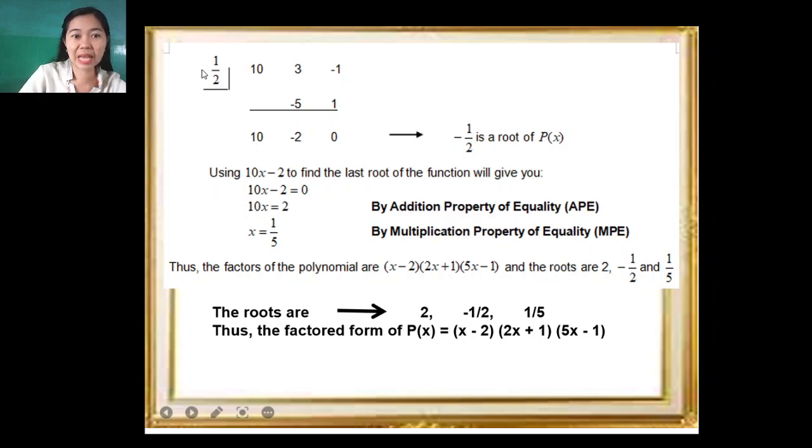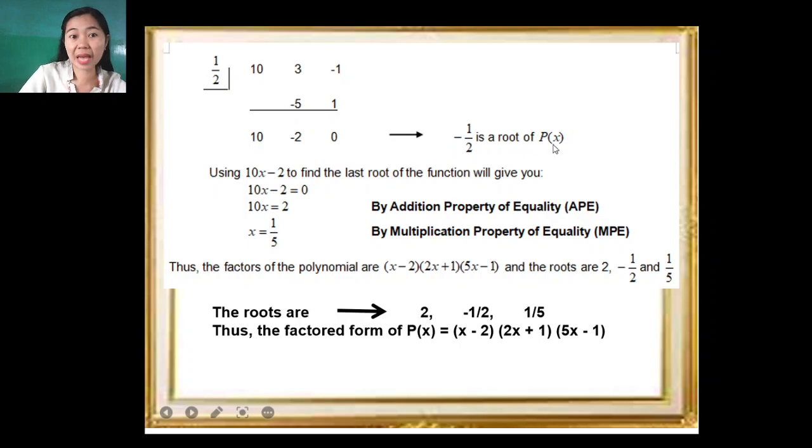Bring down 10 times negative 1/2 is negative 5. 3 plus negative 5 is negative 2. Negative 2 times negative 1/2 is positive 1. Negative 1 plus 1 is 0. So, ngayon, kinorek ko na ito ha. Ito ay negative 1/2. Ngayon, negative 1/2 is a root.